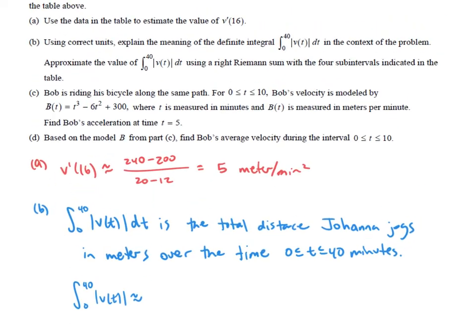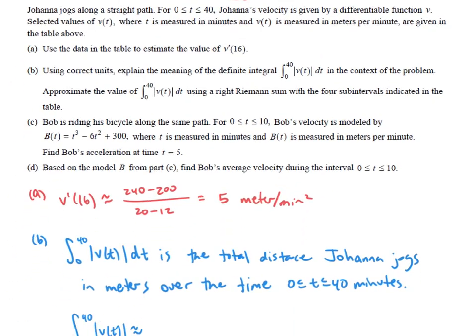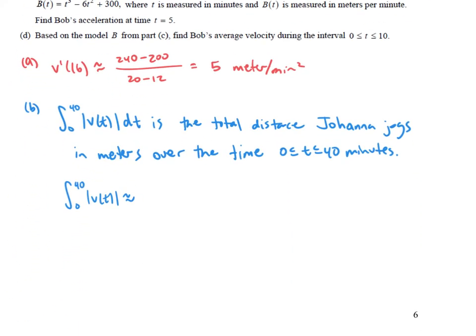And I'll go up to the table here for a minute. The first one has a base of 12 because you're going from 0 to 12, so that's the base of the rectangle. And the height is from the right side. And remember, in this case, we're looking at 200 to be the height. So our first rectangle will be 12 multiplied by 200.